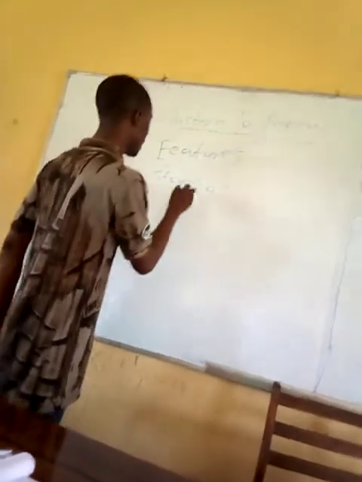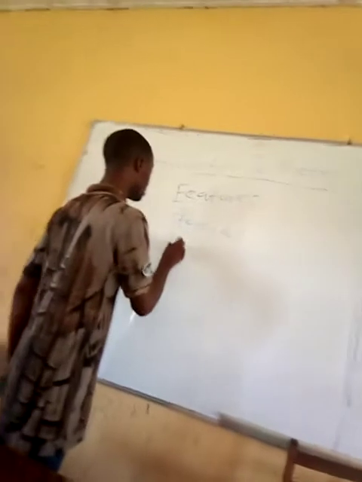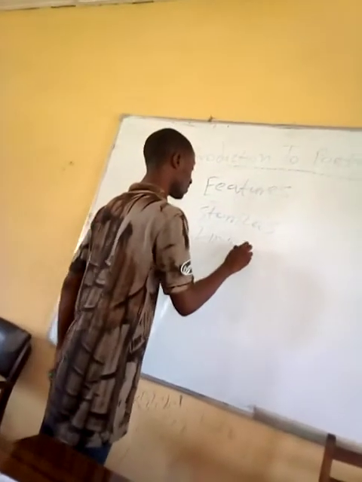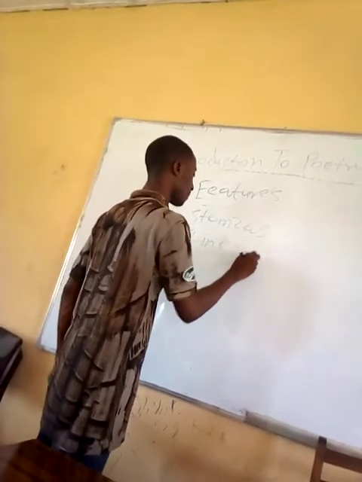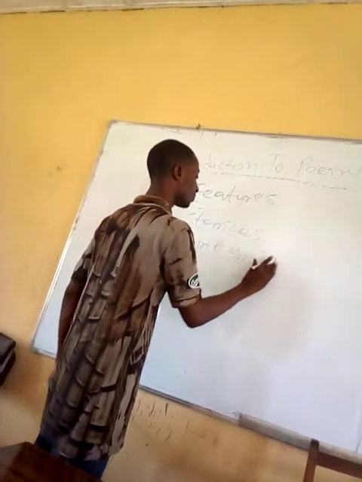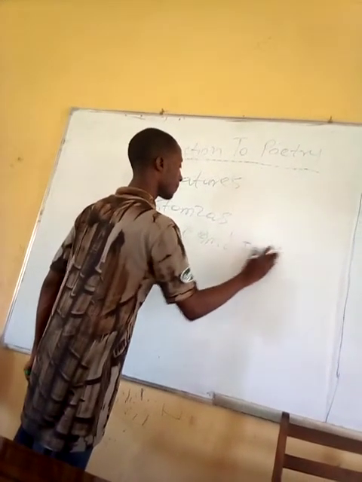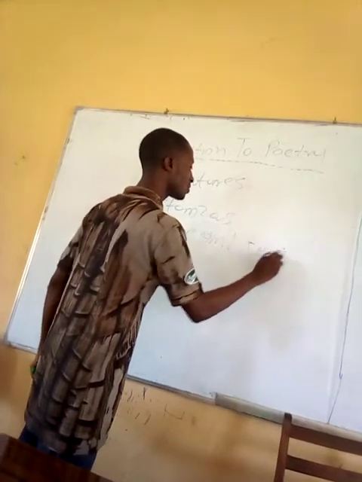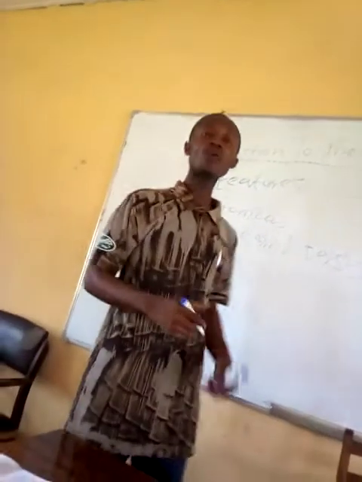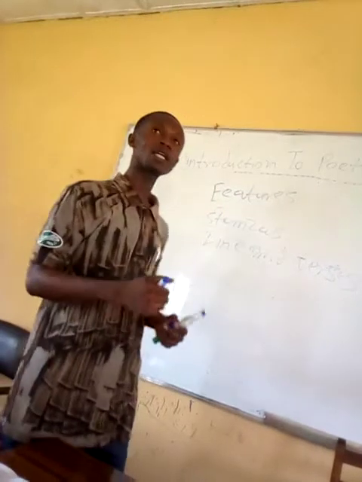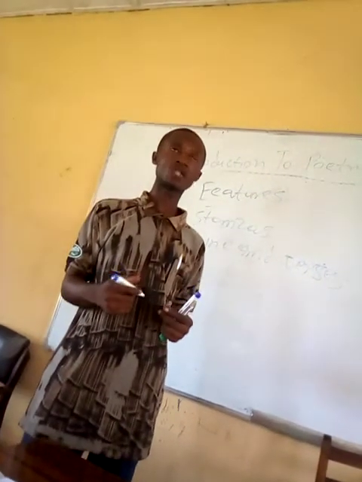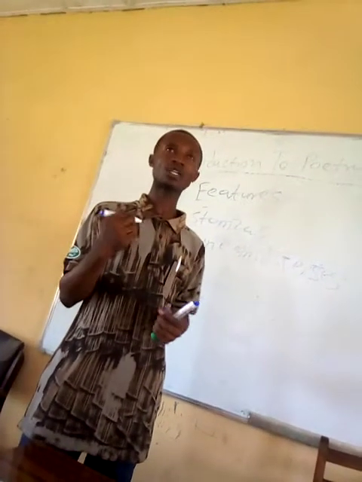They are also written in lines and verses. Then poetry makes use of imagery. Imagery is one of the key features in poetry.